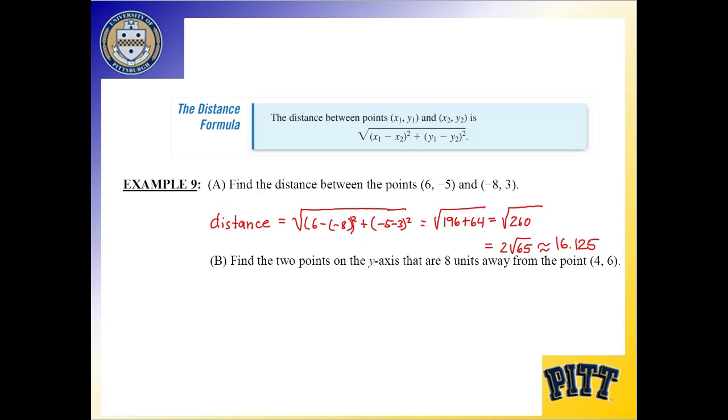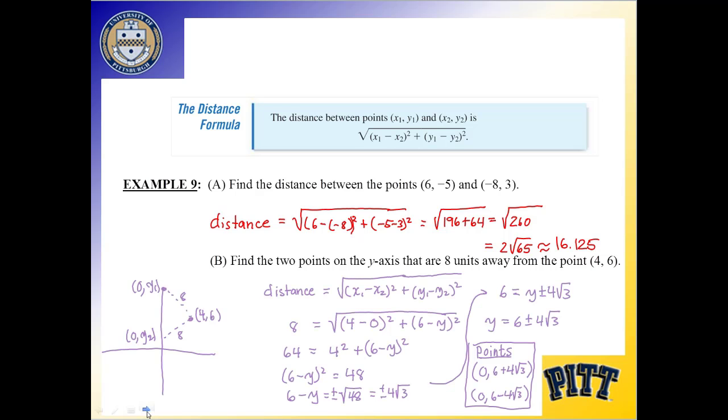For part B, it says find the 2 points on the y-axis that are 8 units away from the point (4, 6). And how will we find an answer to this? Okay, in fact, there's two answers to it. So I'm going to graph the situation here. I'm going to give you the entire answer here, but let me walk through it a bit. First I draw the situation.